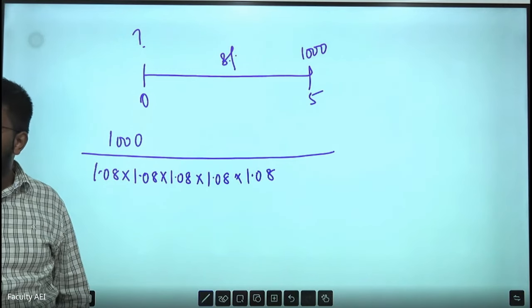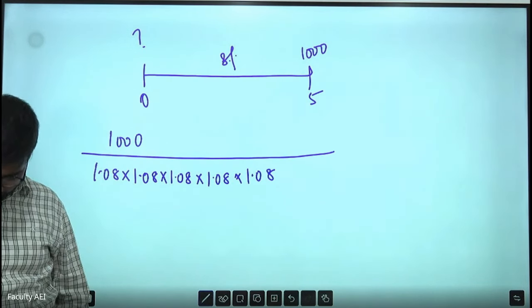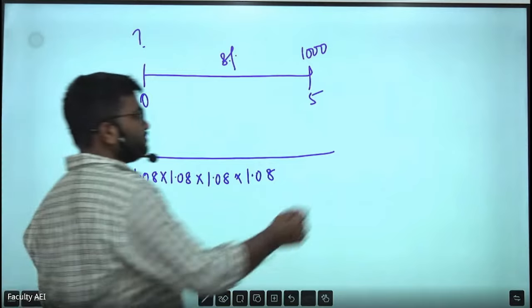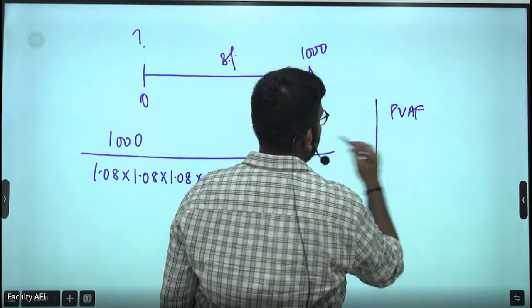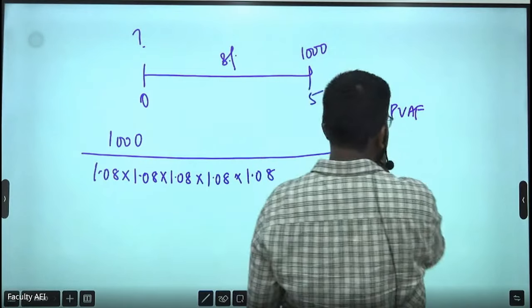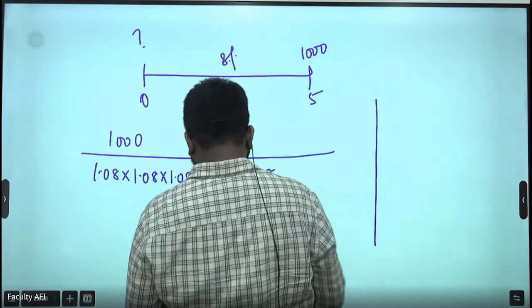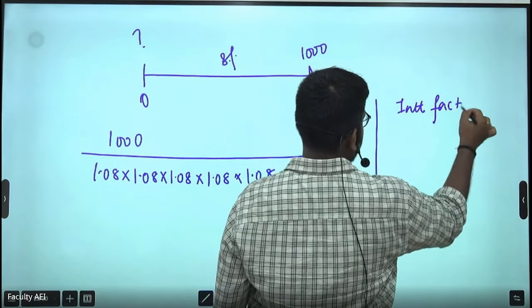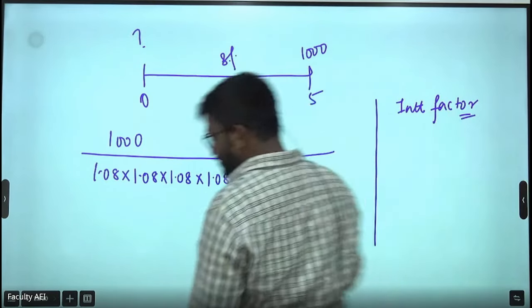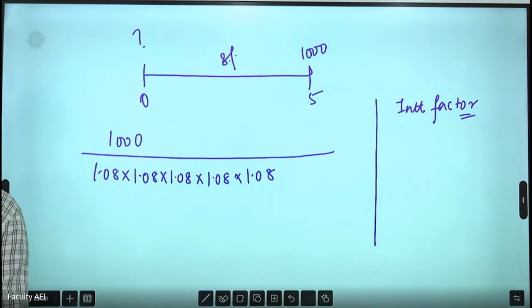Yes, it is the annuity factor. No, it's not the annuity factor. It's PVAF. Sorry, you are saying it is the annuity factor. It's not the annuity factor. It's the interest factor. Annuity we have not studied till now.